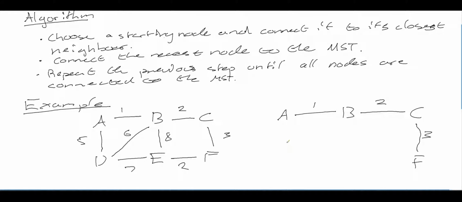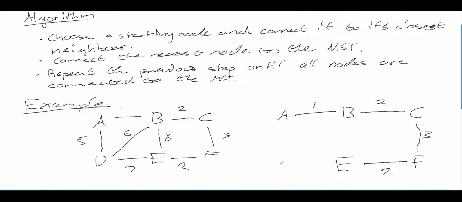So we have a look at all of the edges that are connecting F, C, B and A to D and E, and that is the edge from A to D, which is 5, the edge from B to D, which is 6, the edge from B to E, which is 8, and the edge from F to E, which is 2. So the smallest weight on any of those edges is the 2 from F to E, so we're going to connect that edge.